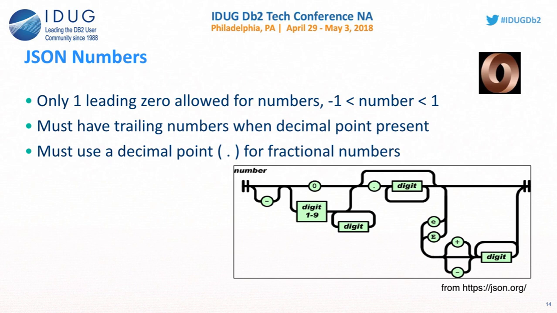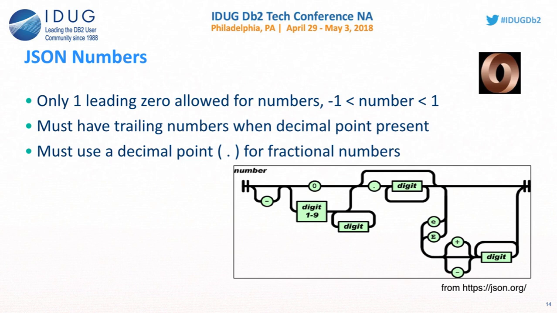So if you've got a decimal point, you've got to have some numbers behind it, and then you can also get into exponents as far as your number. So as long as you follow this format, everything works just fine. Oh, and the other thing is that if you are using something other than a decimal point, which I know a lot of the EU countries like to use a comma for the decimal point, not in JSON. It's got to be a period.